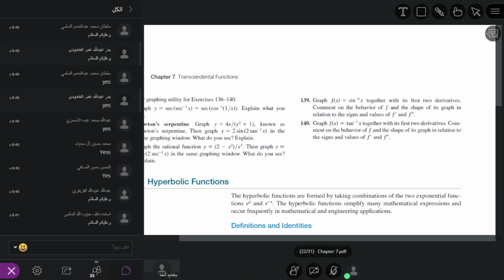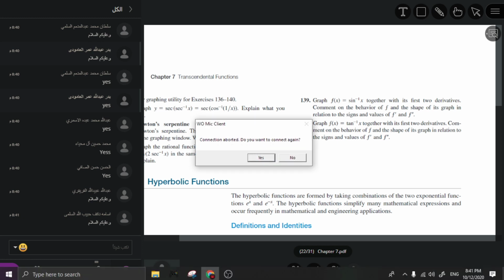Okay. So we have discussed the hyperbolic function in the last class.